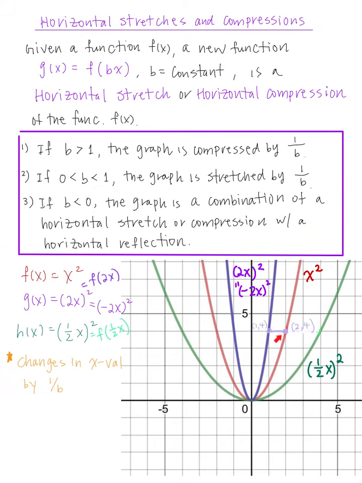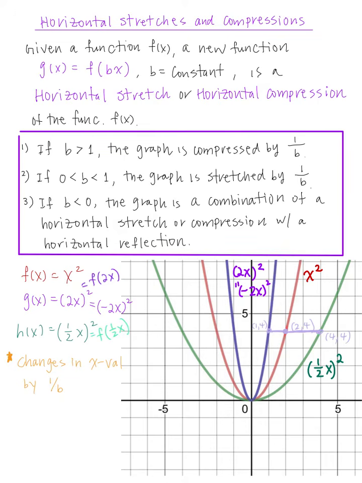Now let's take the same point (2, 4). Again, with horizontal compressions and stretches, your x value changes. Let's take the x value of 2. This is going to be stretched by 1 over 1/2, which is 2. So all you have to do is multiply 2 times 2, and your x value becomes 4. So this point becomes (4, 4) now. Let me write that out. And this is considered your horizontal stretch.